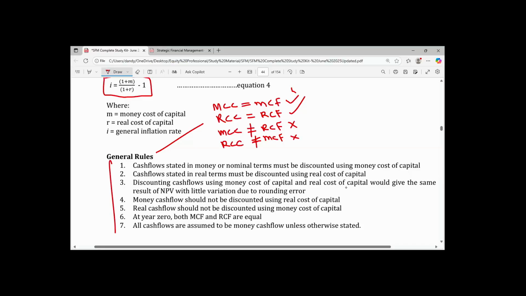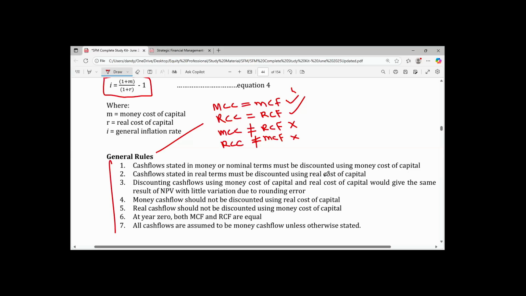Either you convert money cash flow to real cash flow before you can use the real cost of capital, or you leave the money cash flow as given to you, then you convert the real cost of capital to money cost of capital so that the two of them can match. All right. So that is what you need to do. That's the rule you must apply.